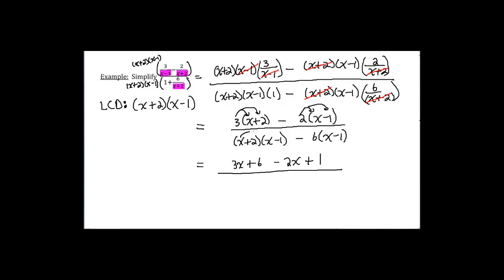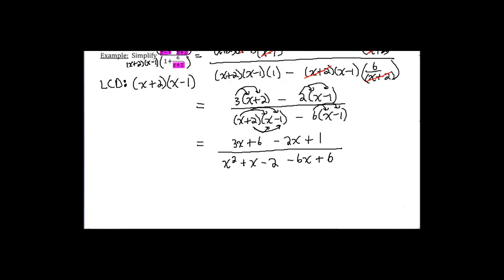I'm going to use my FOIL method, but I'm going to do it a little quickly so I can save some writing space so I won't run out. I'm going to have an x squared minus x. X times negative 1 is negative x, but I have a 2x when I multiply these, so it's going to be a plus x. And then the 2 times the negative 1 is a negative 2. And when I distribute the 6, I'm going to bring the negative with it, so I'll get a negative 6x plus 6. A lot going on here, so don't get messed up.